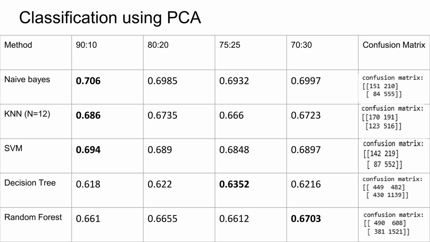Classification using PCA method. Confusion matrix: 90:10, 80:20, 75:25, 70:30. Naive Bayes: 0.7060, 0.6985, 0.6932, 0.6997. KNN, n equals 12: 0.6860, 0.6735, 0.6660, 0.6723. SVM: 0.6940, 0.6890, 0.6848. Decision tree: 0.6180, 0.622, 0.6352, 0.6216. Random forest: 0.6610, 0.661.